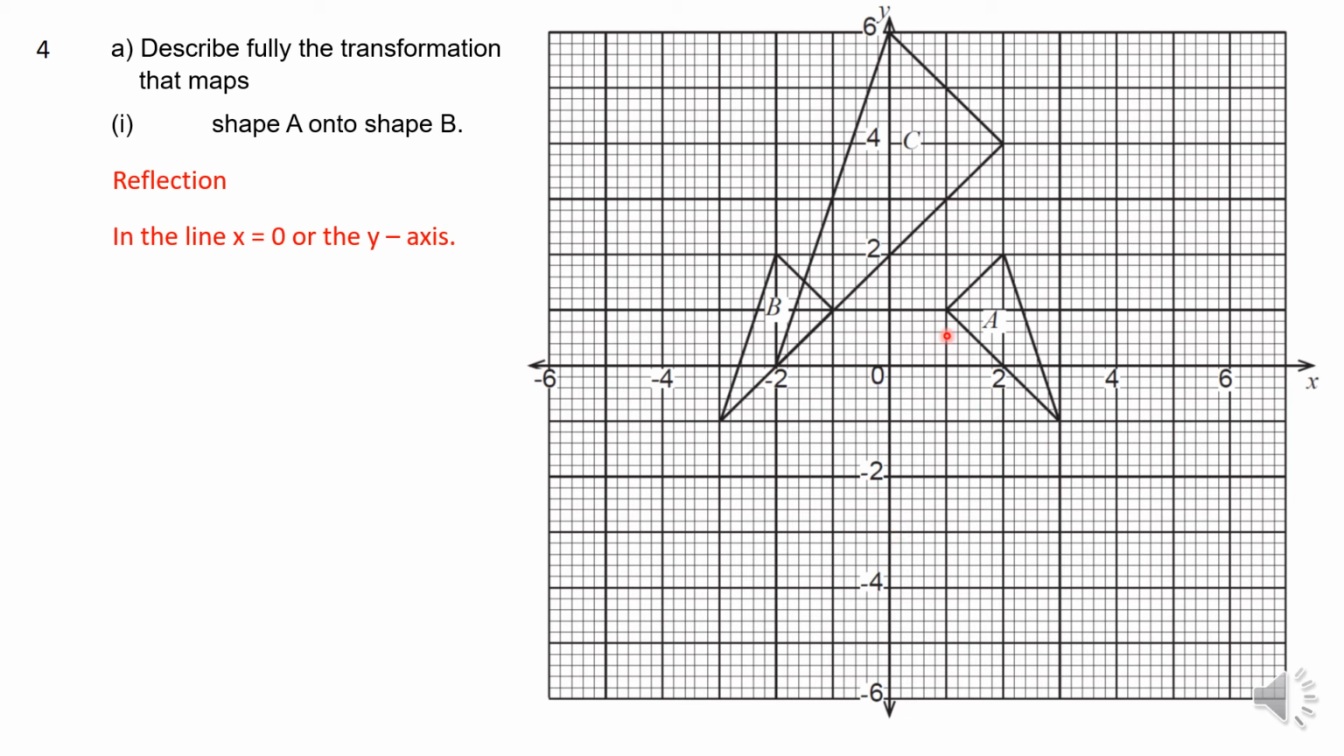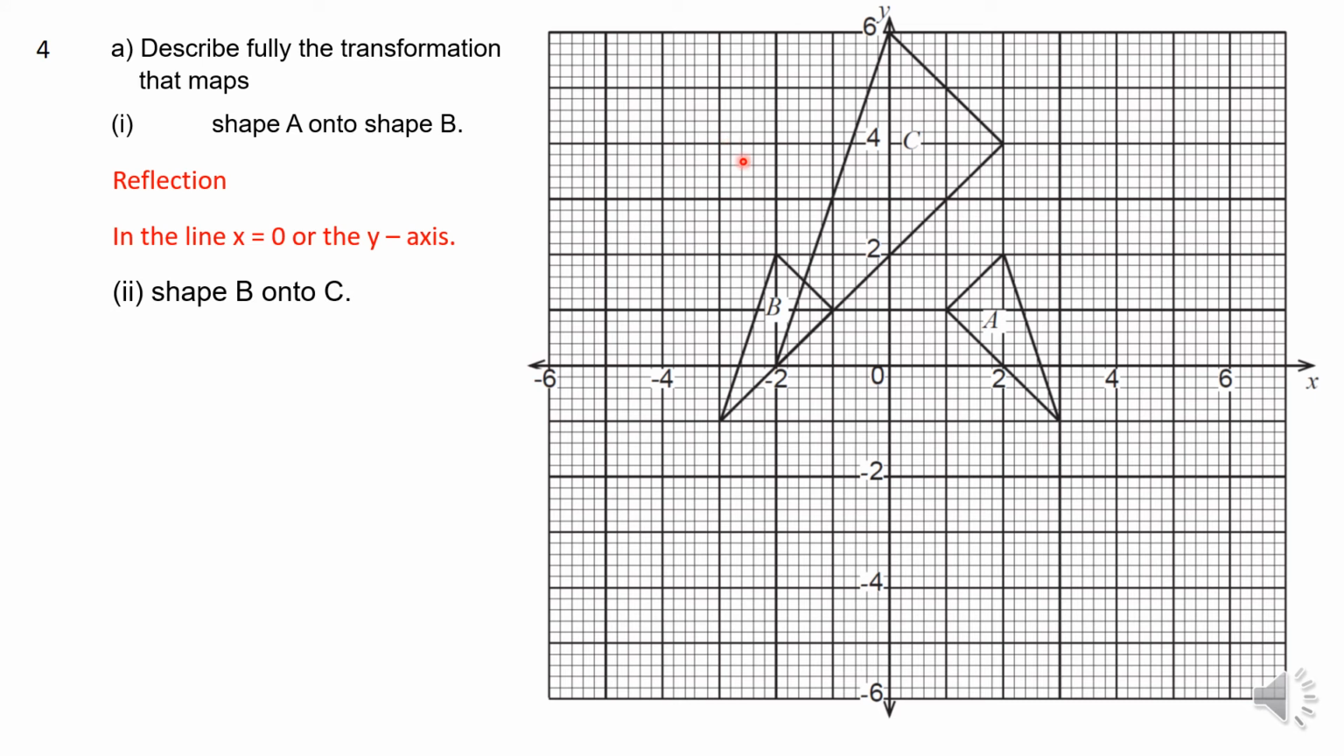2 marks. You need to tell us it's a reflection, and then you need to tell us the line of reflection, which in this case is the line x equals 0, which is also known as the y-axis. You could also write the y-axis, but here's the thing: don't always think that all reflections are going to be just the y-axis or just the x-axis. You need to give the line, whether it's a horizontal line or a vertical line.